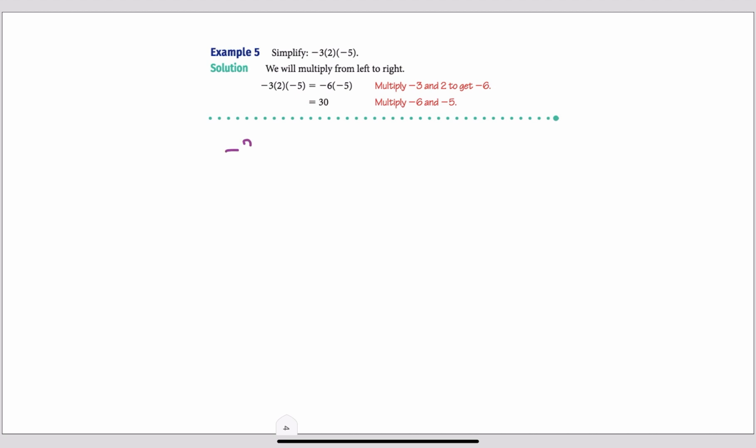So even though multiplication is subject to the commutative property, which means we can actually change the order of multiplication and it won't change the result, we are going to do the multiplication in the order we get it. And so here, the first thing I'll do is multiply negative 3 and 2. Negative 3 times 2 is, they're opposite signs, they're different signs, so I'm going to end up with a negative. 3 times 2 is 6.